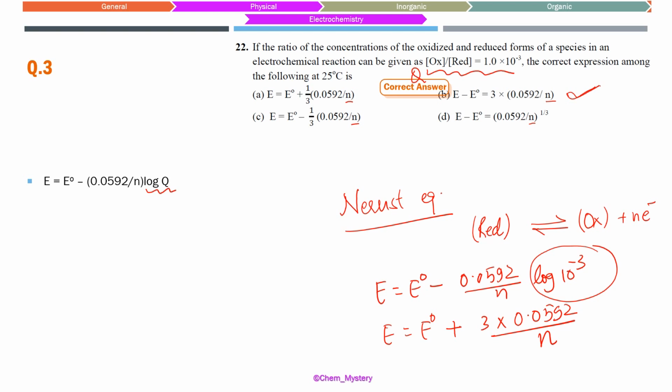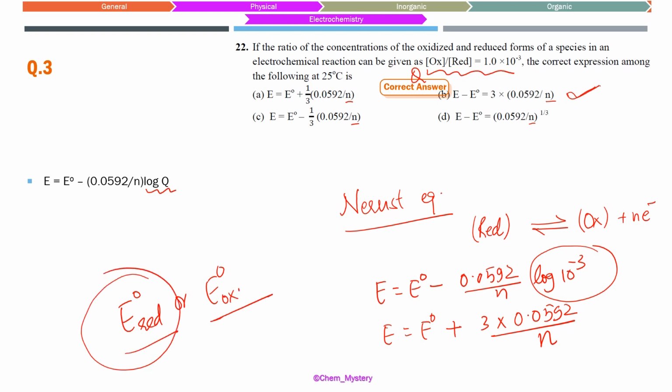See here there was one tricky thing they had done, that they had not told us what this expression for the E is going to be. The confusion might have been whether we are talking about E naught reduction or E naught oxidation. We could have tried as per conventions, mostly things are given with respect to E naught reduction.